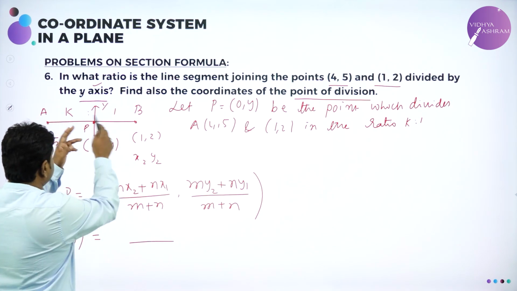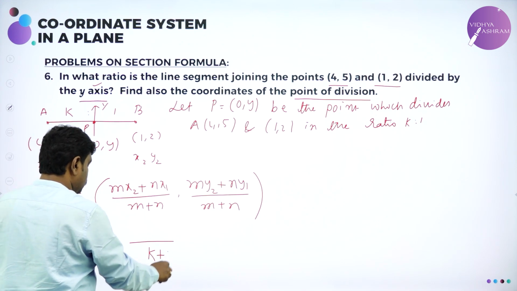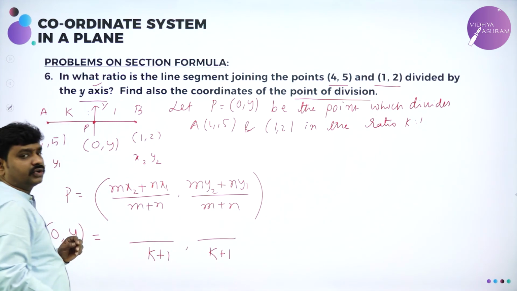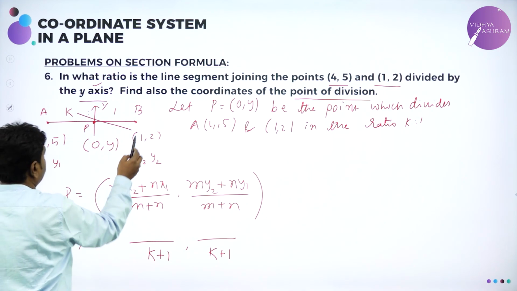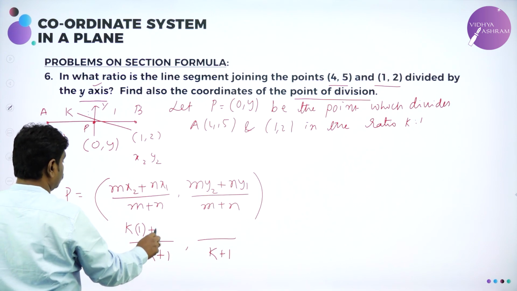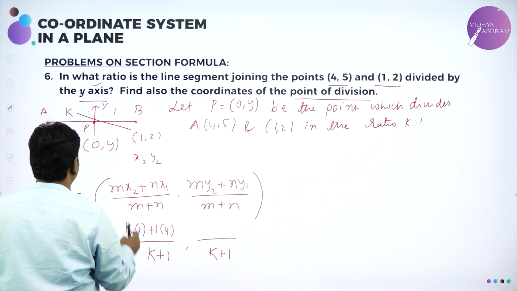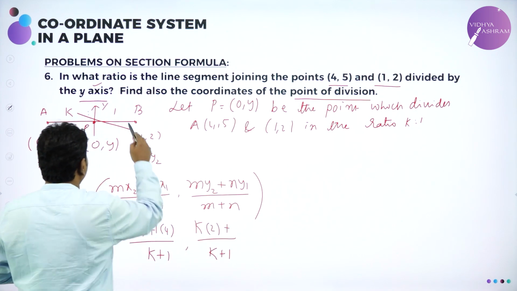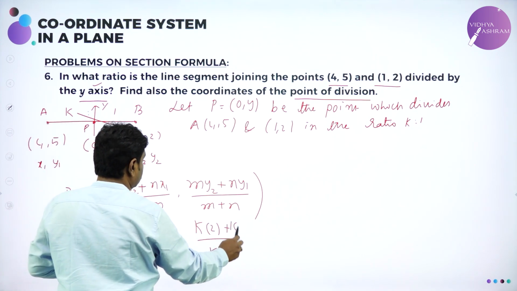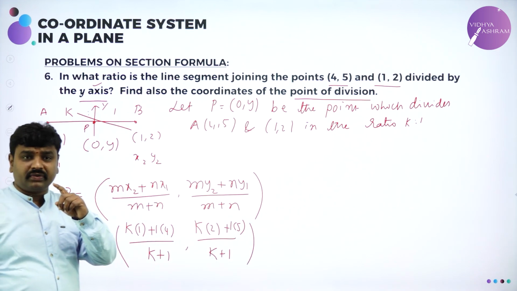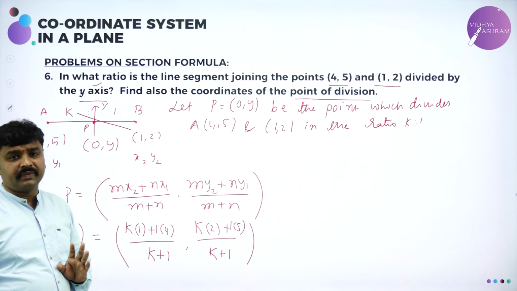m plus n means what? Sum of the ratio, k plus 1. In the denominator here also k plus 1. Then further what should you do? mx2 means k into 1 plus 1 into 4, and k into 2 plus 1 into 5. Now my dear student, my question to you: if you want to get k, will you equate x with x or y with y?